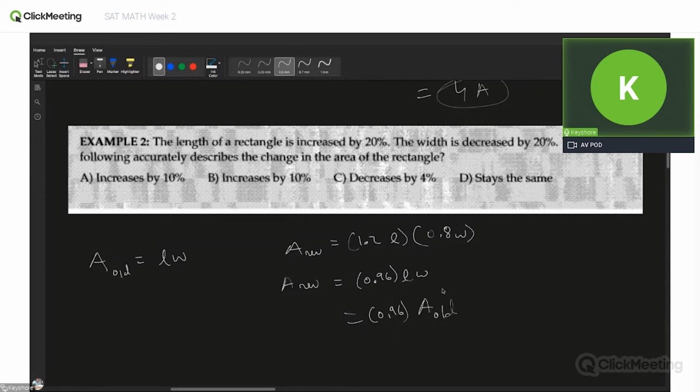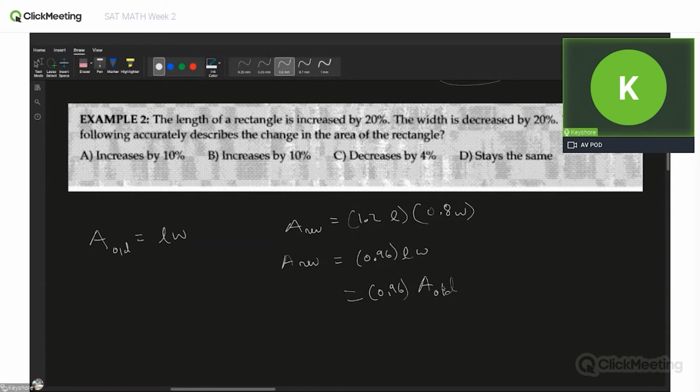This just now explains that the older area multiplied by 0.96 equals a new area, which means that the new area now holds 96% of the old area's value. In other words, it now holds 4% less. So the correct answer here is C. If there's any questions, go ahead and send in the chat.